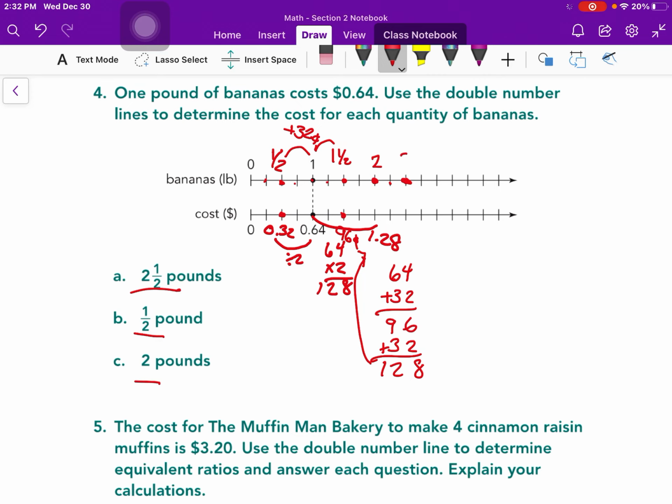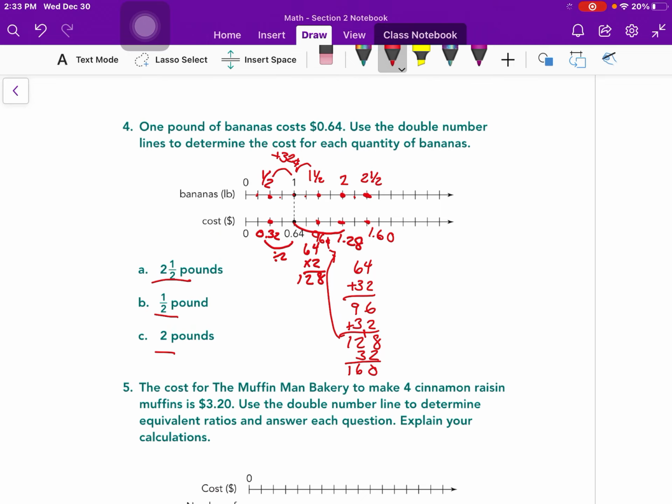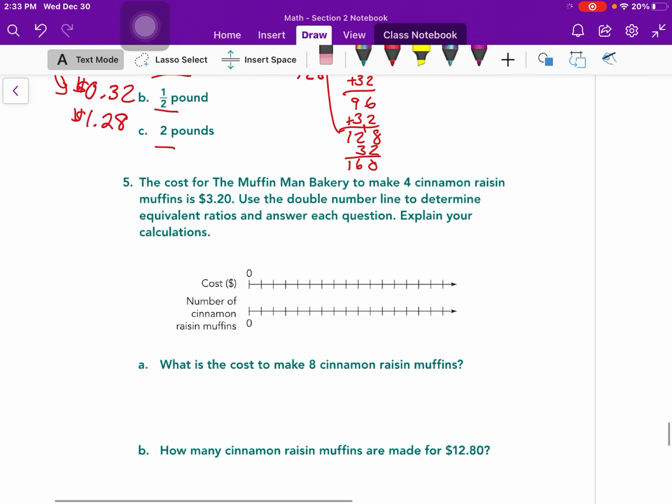And if I've got to go to 2.5 pounds, this is 2.5 pounds, then I have to add 32 more cents to get $1.60 a pound. Using my knowledge of decimals and adding and subtracting to help me come up with that one too. All right, so the cost for 2.5 pounds would be $1.60. And the cost for 1/2 pound would be 32 cents. And the cost for 2 pounds would be $1.28. Using my double number line to help me figure that out.